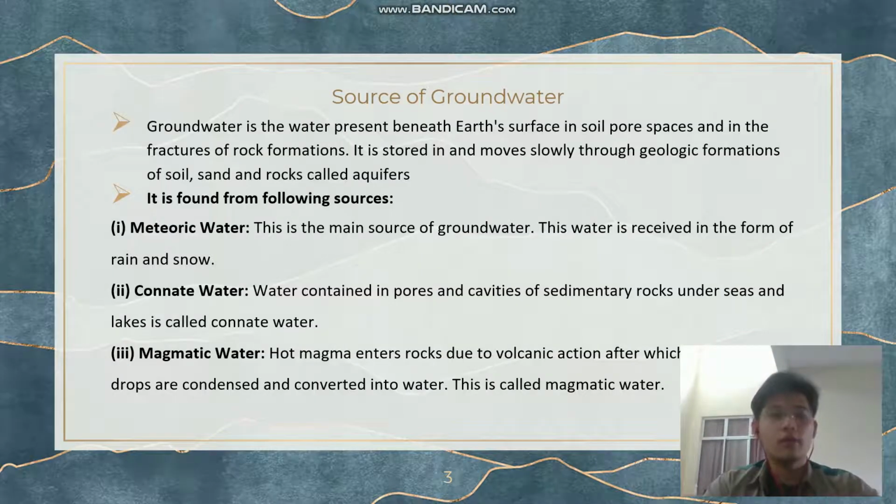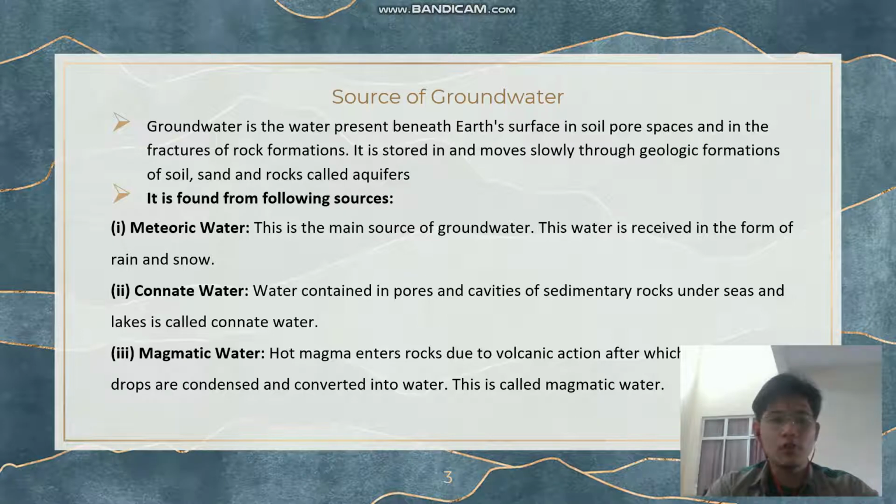Source of groundwater. Groundwater is the water present beneath Earth's surface in soil pore spaces and in the fractures of rock formations. It is stored in and moves slowly through geologic formations of soil, sand, and rock called aquifers. It is found from the following sources.